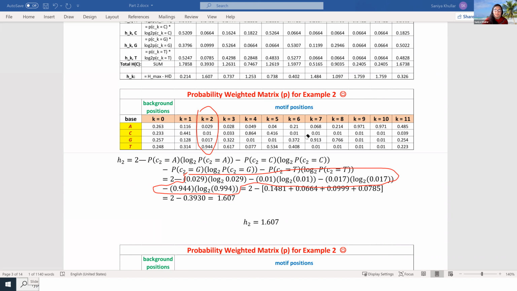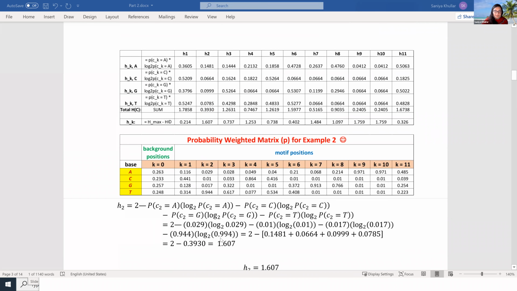And you can see the same idea is analogous in this example above. What you can see is that this 1.607 that we find here is the same as over here. And to remind you, this is our H2 comma A. This is our H2 comma C. You can see this H2A, H2C, H2G, and H2T. That's what this value is here.